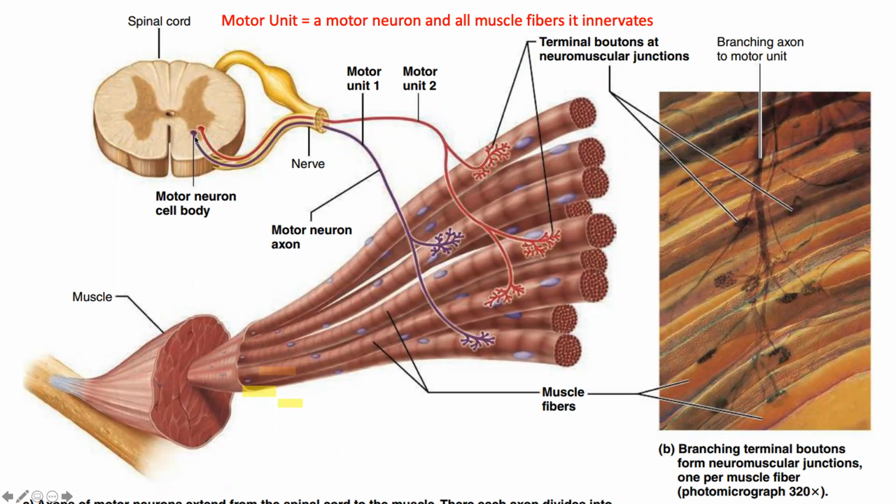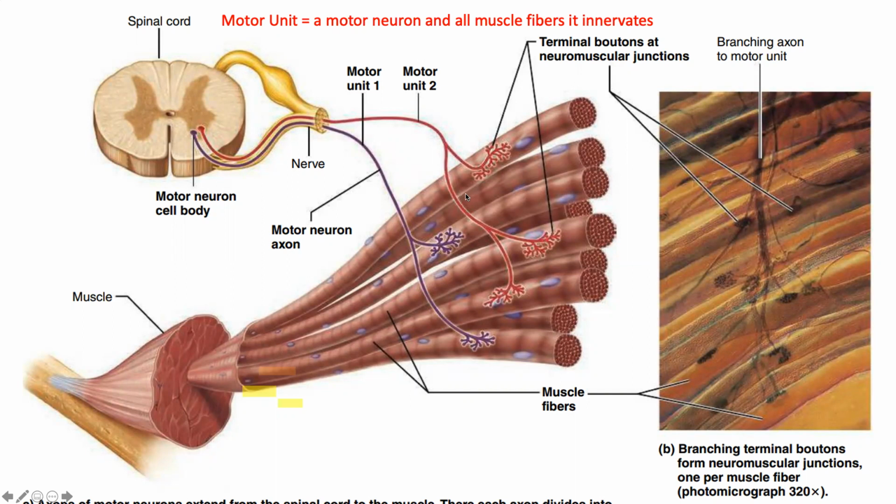The motor neuron comes out. The purple color, it goes and attaches to the mast cell fiber. And look at another motor neuron from the front anterior horn. This red color coded one will go to different mast cell fibers.